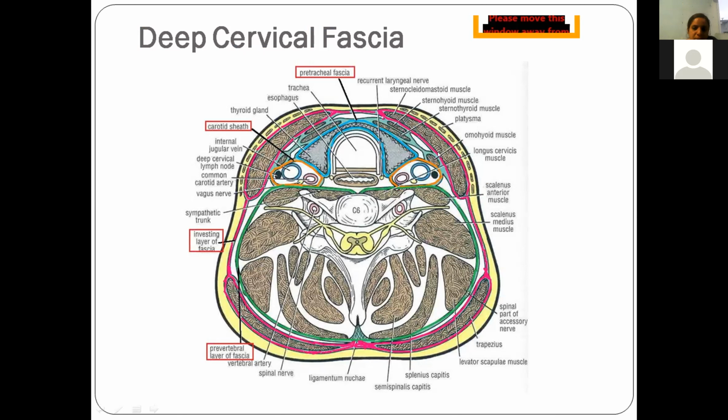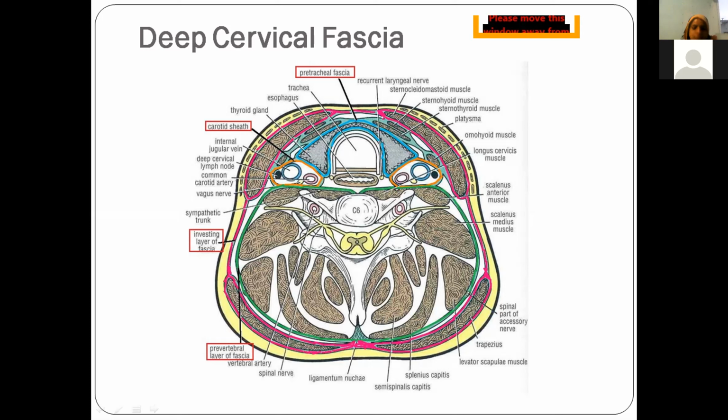Then what are the muscles we see? Sternocleidomastoid, as labeled here, sternohyoid and sternothyroid, then omohyoid. On each side, the same muscles, right side and left side. This whole black line is the investing layer of deep cervical fascia, which is present all around the neck. Just below the investing layer, you find some interrupted dotted lines. That is actually the platysma muscle.